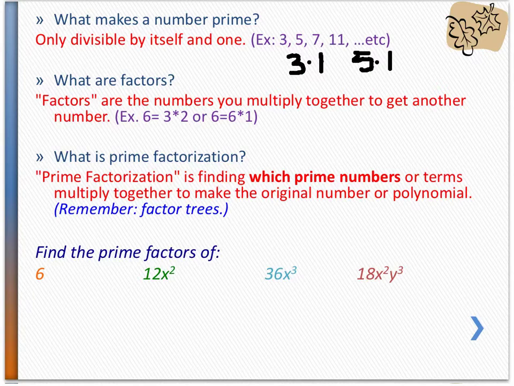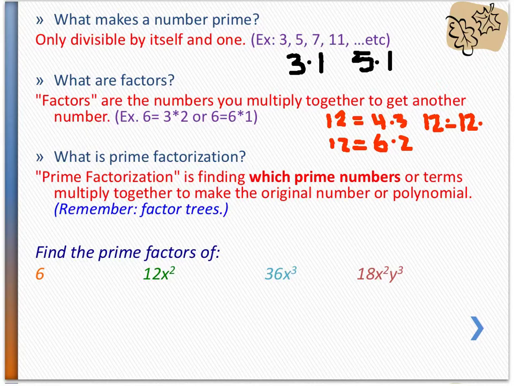So, for example, the number 12. Well, the number 12 I can make in multiple ways. I can do 4 times 3. I could do 6 times 2. I could also do 12 times 1. Okay, so that means that 4, 3, 6, 2, and 1 are all factors of the number 12.